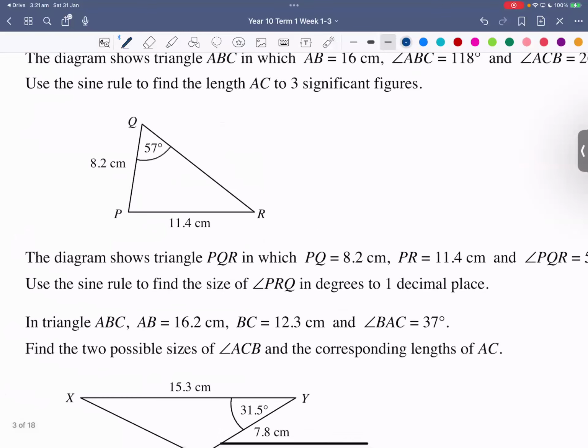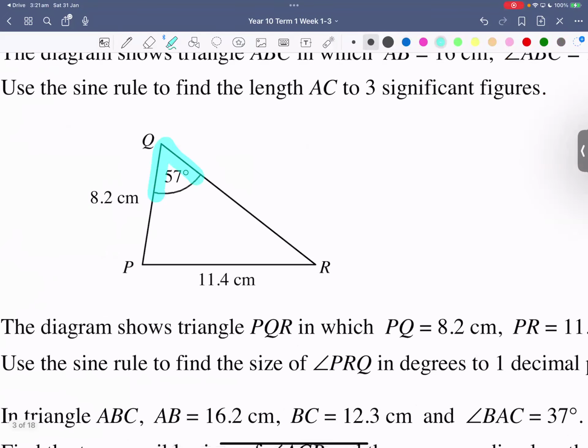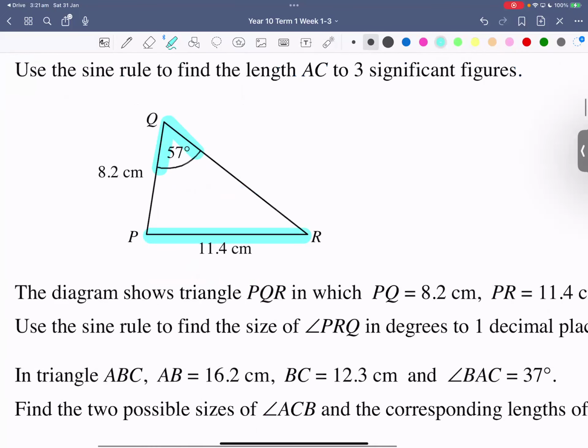Use the sine rule. I hate how they keep telling us which rule to use. We're big boys and big girls. We don't need to be told. We have an angle and the opposite side. What do you do when you have an angle and the opposite side? We use the sine rule. What are we trying to find out? A missing side or a missing angle? We're trying to find a missing angle. The missing angle is PRQ.